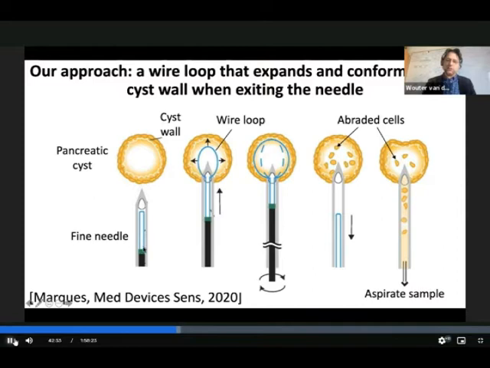And so it works like this. You insert your needle in the cyst, and this needle has 400 micrometer in diameter. Through the needle, you put in a loop, a wire, and this loop expands into the brush in the cyst, and then you rotate it around and you abrade cells, and then you can suck them out, you aspirate them.